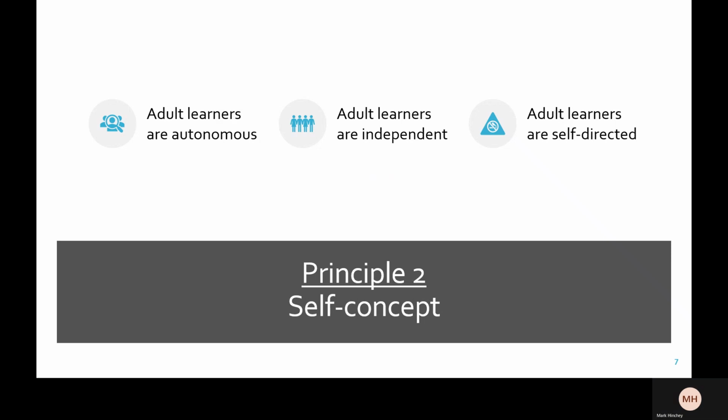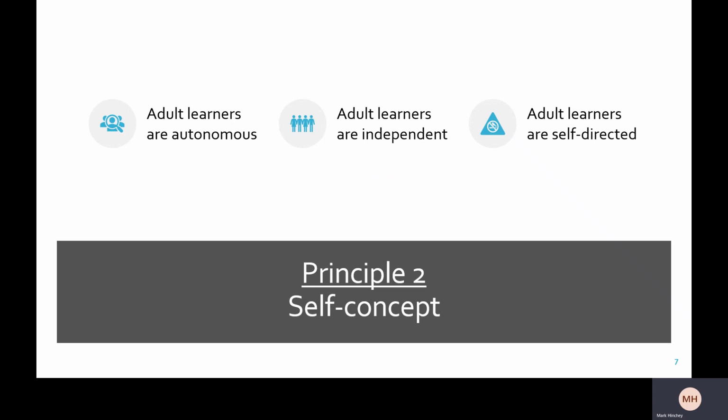Principle 2, self-concept. So there are 3 points I wish to make here. On Principle 2 and self-concept, adult learners see themselves as autonomous. They have autonomy over themselves as learners. They are able to direct themselves. They are able to direct their learning. They are able to concentrate and focus their time, awareness, or practice for a key activity.